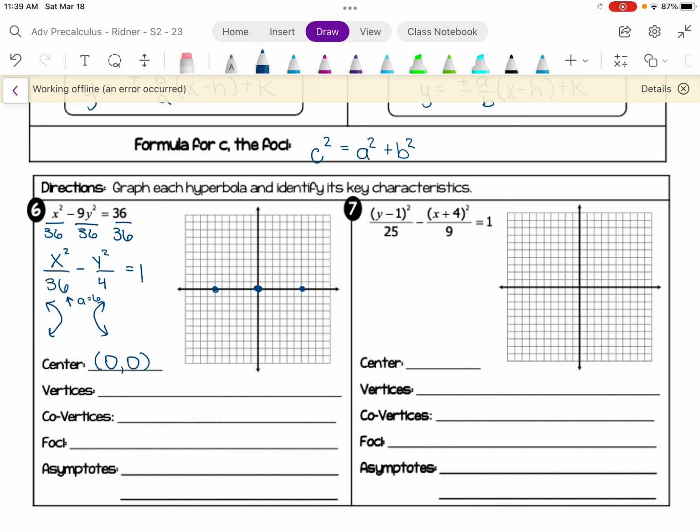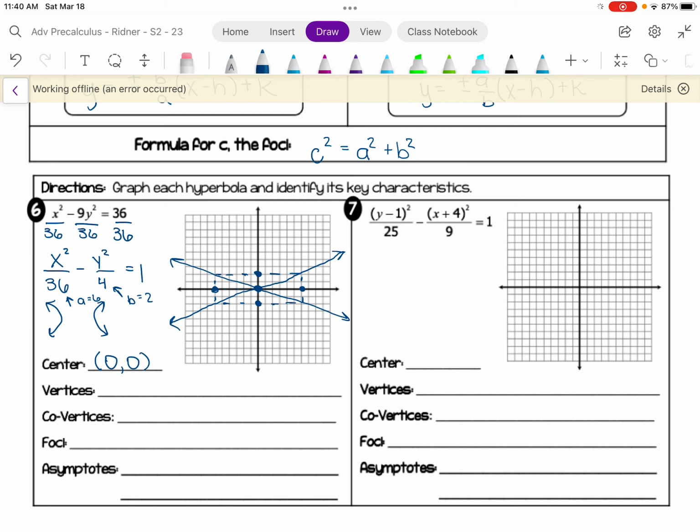My co-vertices are going to go 2 above and 2 below. So what that helps me do is make this box. So just make a rectangle with those 4 points there. That's how I also make my asymptote. So make your asymptote go through the center and out the corner. Through the center and out the corner.